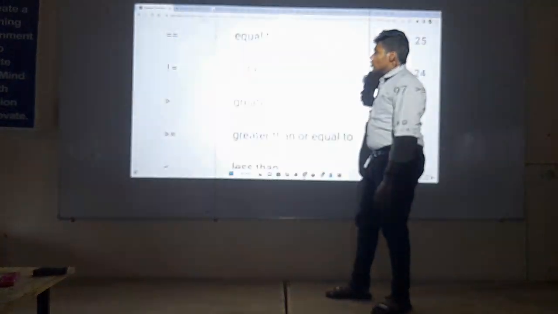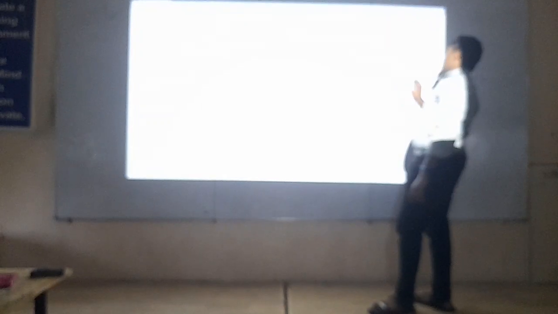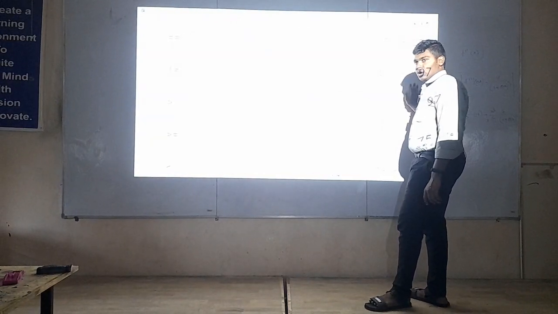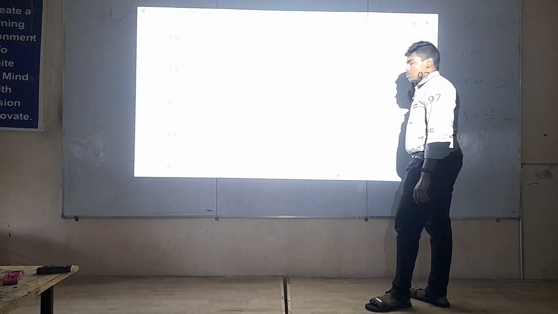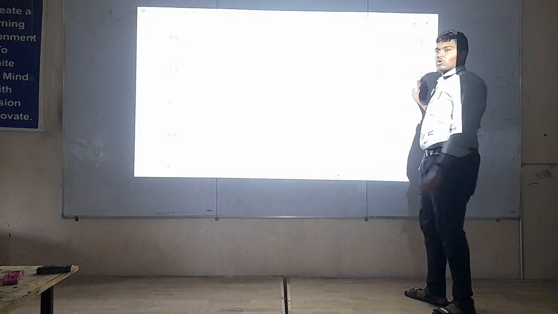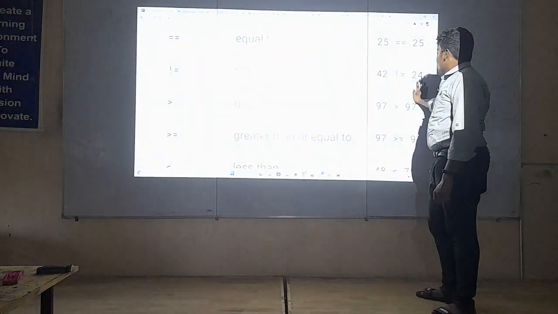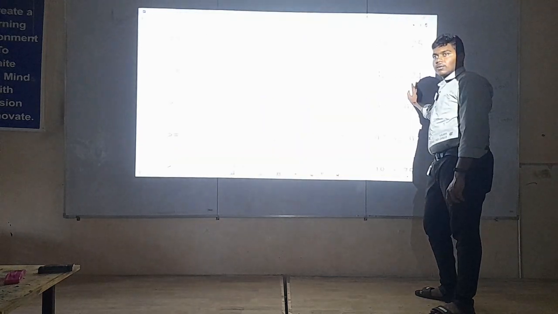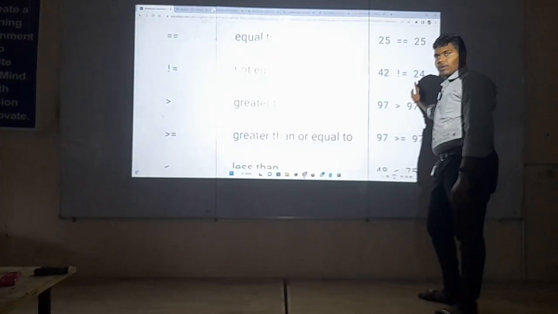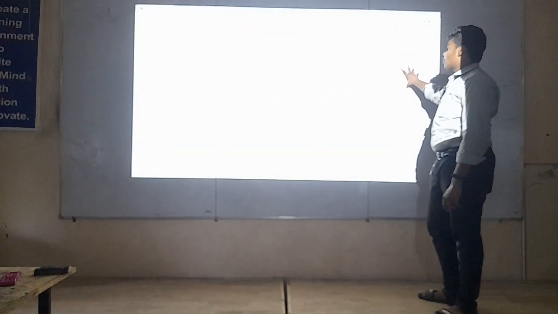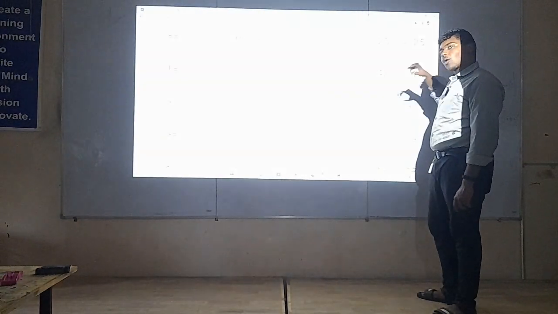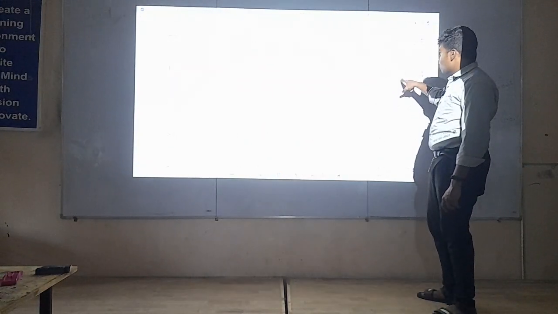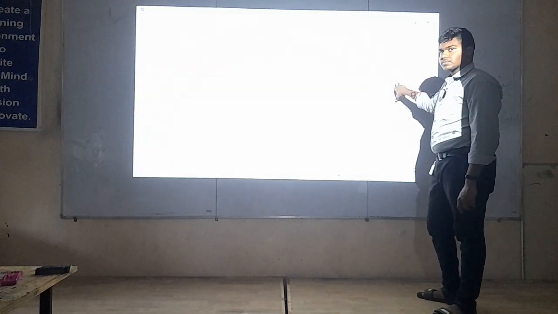So not equal to. 42 not equal to 24. It's true, right? It returns true. If I write 42 equal to 24, then it will return false because they are not equal. You have to keep in mind which operator you are using. It returns true when you use not equal to.